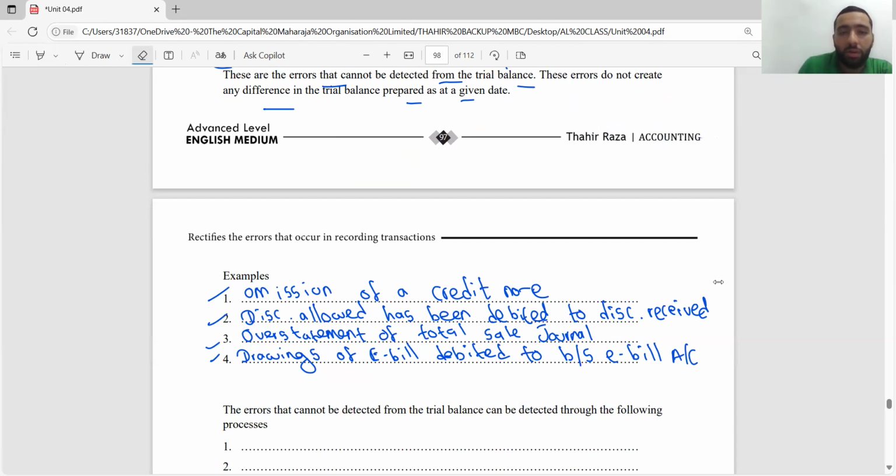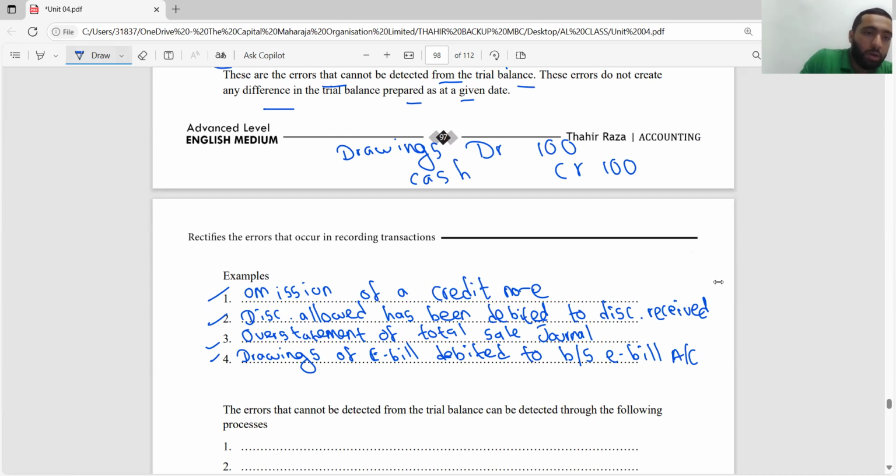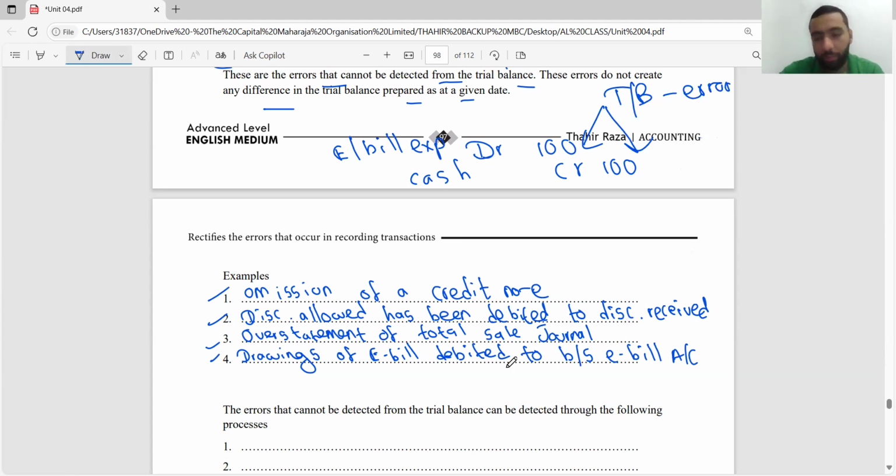The double entry. Right. First of all, we'll write the double entry for drawings. Okay. Drawings is an expense. Drawings debit 100, cash credit 100. This is the double entry for drawings. Right? But what we have done is mistakenly we have put this as electricity bill expenses of the business. That is debited, and cash credited. Still, will your trial balance tally or not? The trial balance will still tally, right? But there are errors. Tally means there will be no difference in the trial balance, but there will be an error. Right? Very simple.